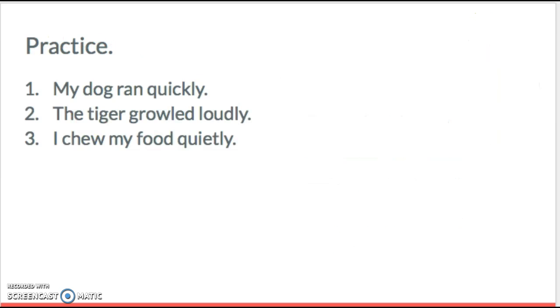Okay, and then lastly, I would have the students do some practice. So here are the phrases. The students would identify the noun, the verb, and the adjective on their own. The first is: my dog ran quickly, the tiger growled loudly, and then I chewed my food quietly.